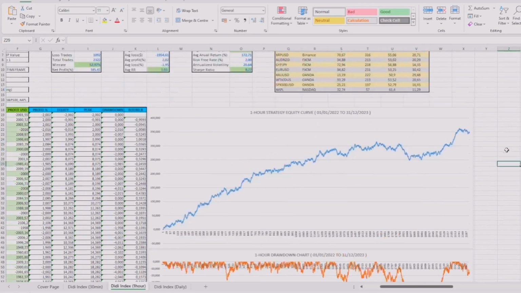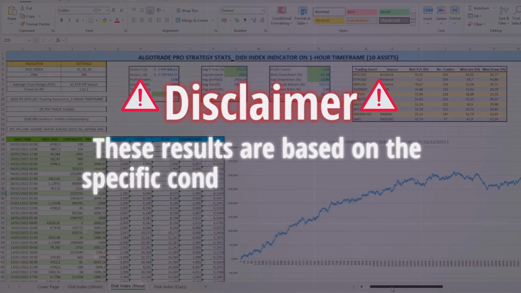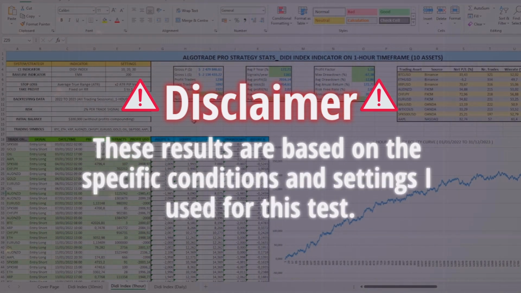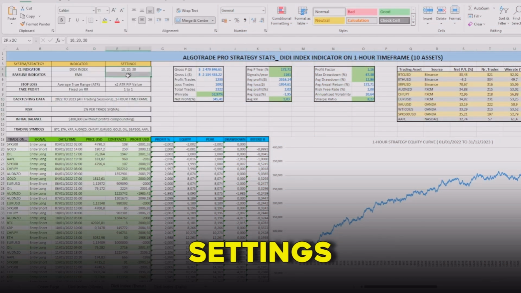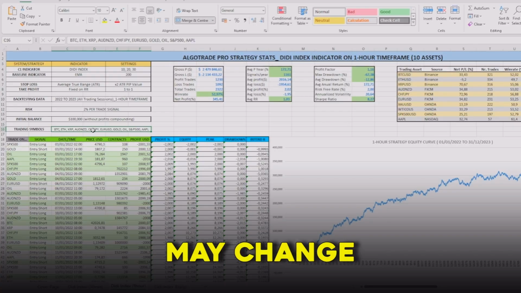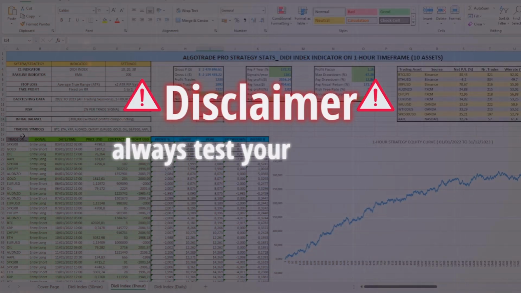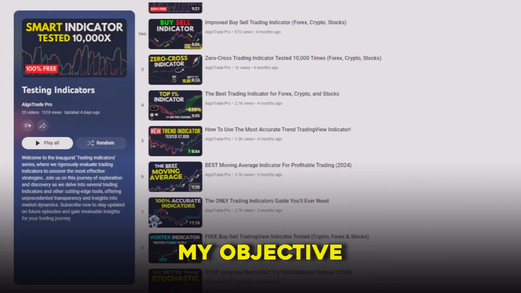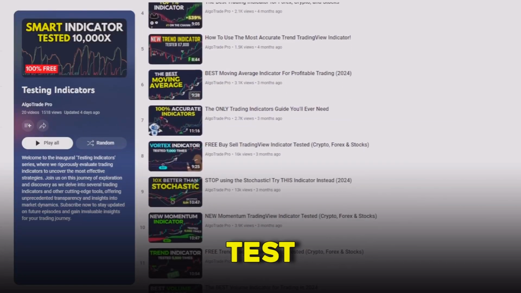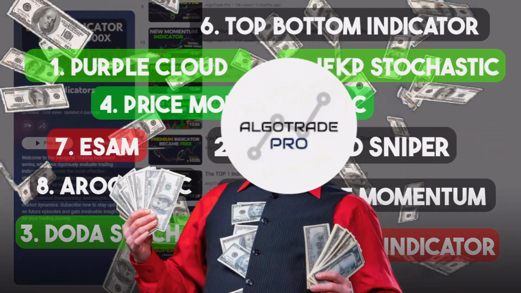Of course, keep in mind that these results are based on the specific conditions and settings I used for this test. If you change the conditions, settings or even the assets, your results may change. So always test your strategies before putting them into practice. In this series, my objective is to simply test different indicators to discover which ones give us more probability of success.